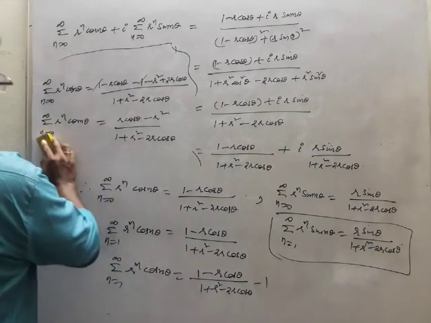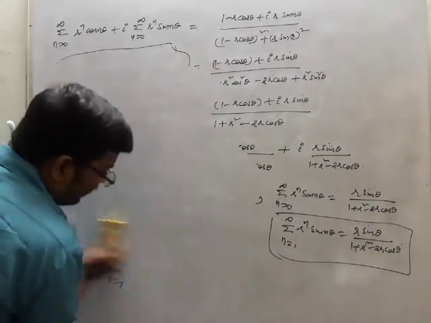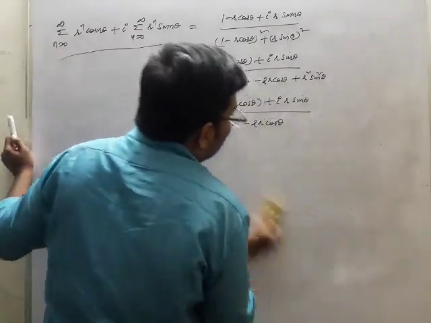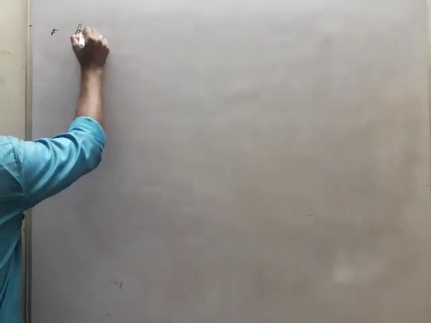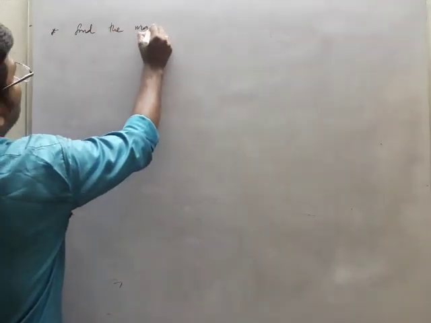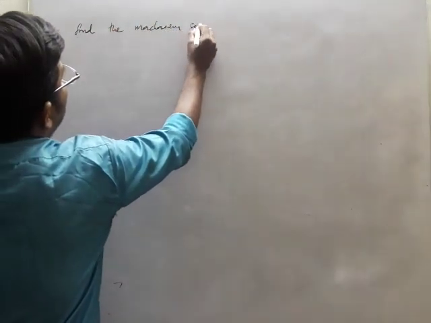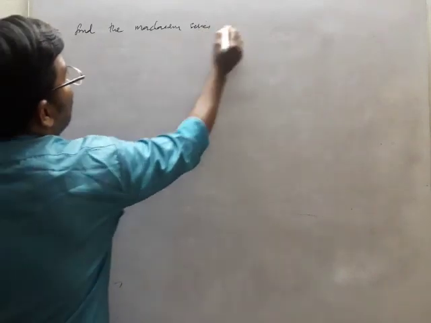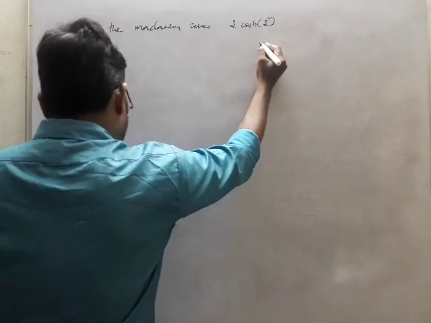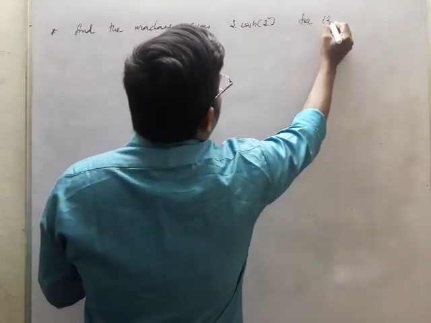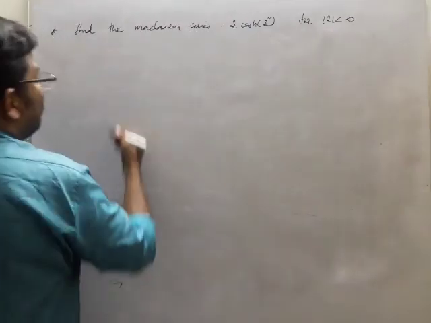Now we will go for another problem regarding the Maclaurin series. By using the Maclaurin series, I will try to solve one more problem, which is also very easy. We'll try to find that value. Find the Maclaurin series for z cosh z square for mod z less than infinity. So what is given here?